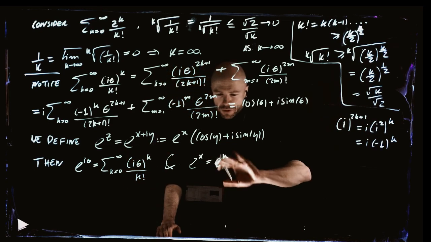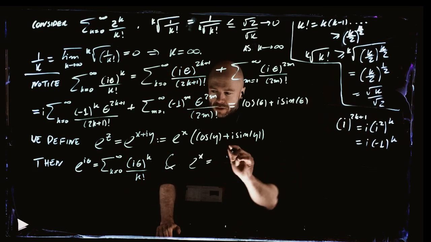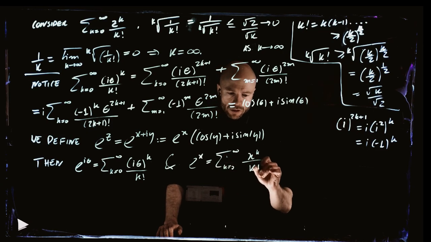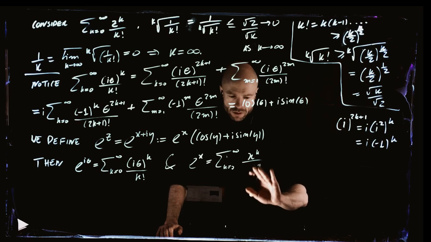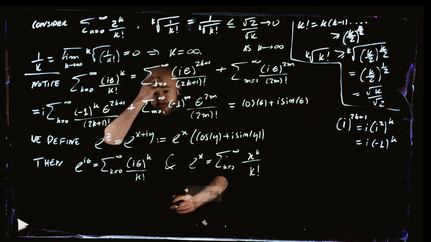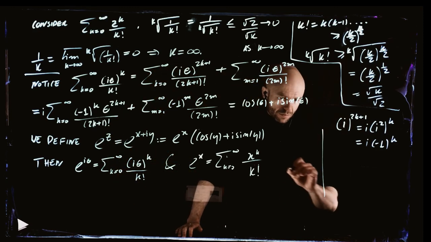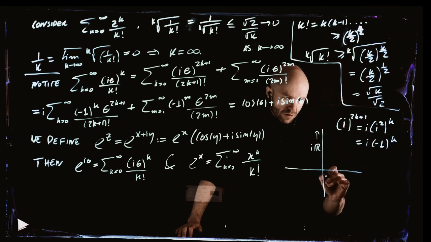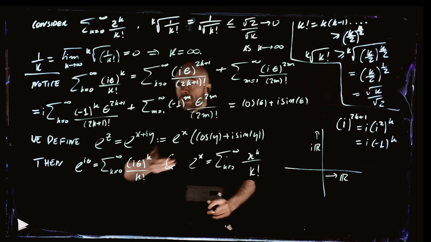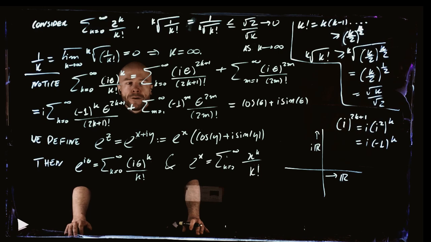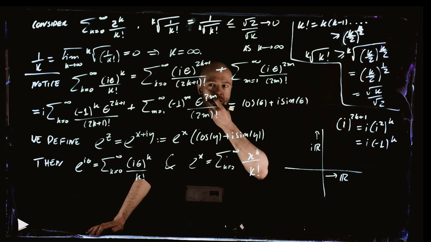Which is also just given by the power series, the sum k equals 0 to infinity x to the k over k factorial, as we know from calculus, right? So what we see is that if we define it this way, then it actually agrees with the power series on the imaginary axis and on the real axis. And later we're going to see that this power series actually represents e to the z everywhere. But that we'll have to see later.